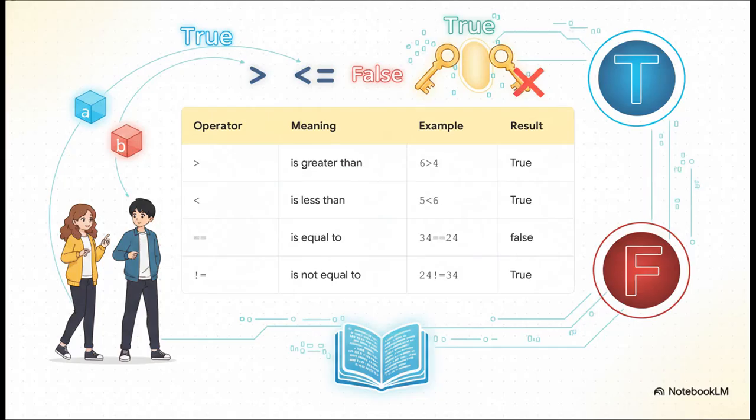This chart breaks it down perfectly. If A is 5 and B is 10, is A less than B? Yep, that's true. Is A greater than B? Nope, false. And check this out. Notice the double equal sign for is this equal to. A single equal sign assigns a value, but a double equal sign asks a question. That's a huge distinction and a classic rookie mistake. The outcome is always just true or false, and that's the foundation for all logic.